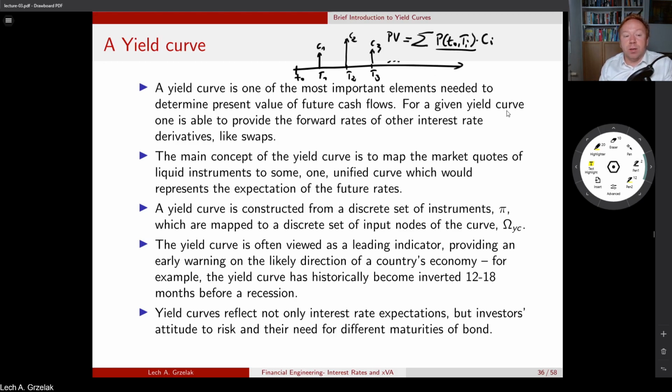Okay, for a given yield curve, one is able to provide forward rates. So like we see here, using different maturities of the zero coupon bonds, we can construct forward rates. That will be discussed in the next lecture once we talk about LIBOR rates, and we will dive into particular instruments in the interest rate world. And also a very important instrument that we'll be covering is, for example, the interest rate swap, which is one of the most important instruments in the interest rate market.